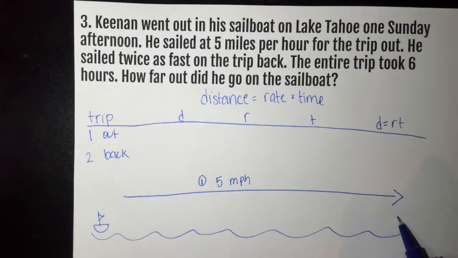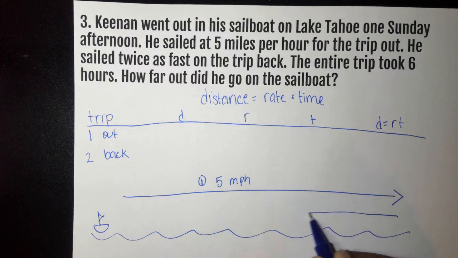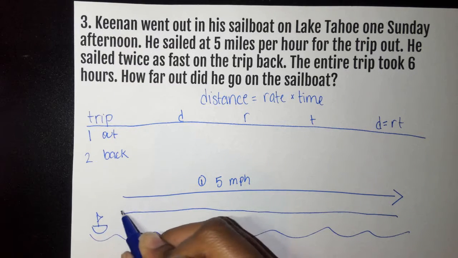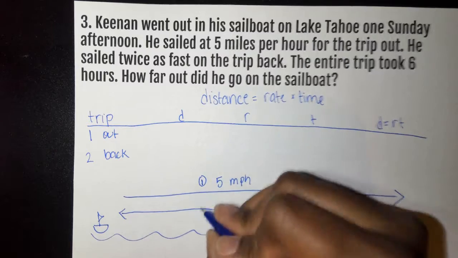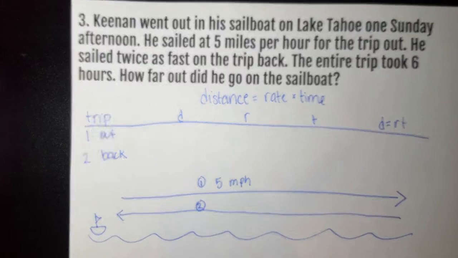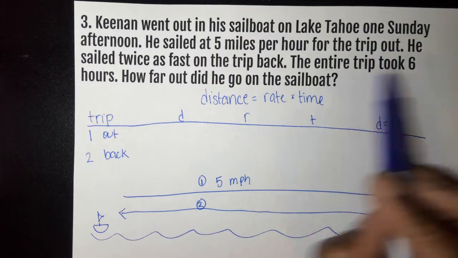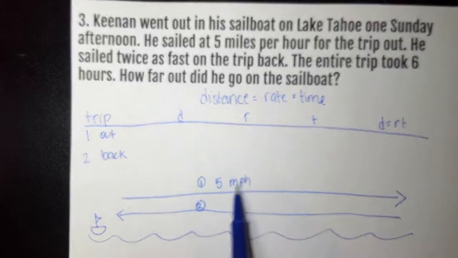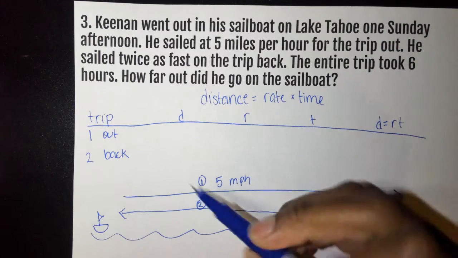And then once he got all the way out to where he wanted to be, he came back. That was his second trip. And that time, he was going twice as fast. Well, twice as fast as 5 miles per hour is 10 miles per hour.